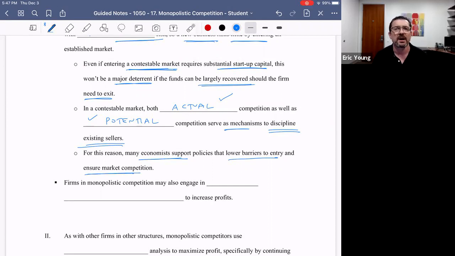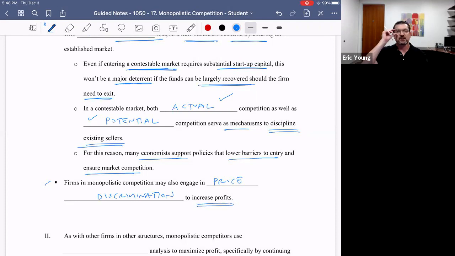Okay, so that's what a monopolistically competitive market is. Different products, easy entry and exit, low barriers, what we would call a contestable market. And one more thing to bear in mind, this final characteristic here, firms in monopolistic competition will also engage in price discrimination if they can, in order to increase their profits.